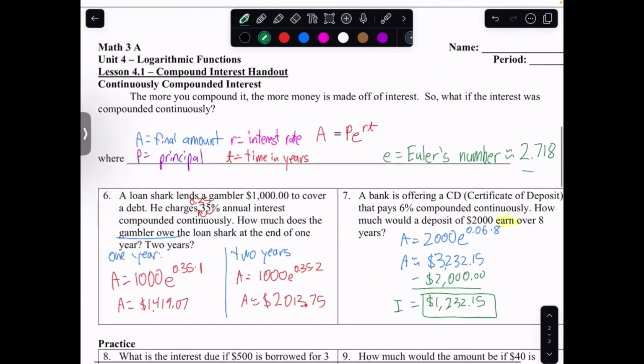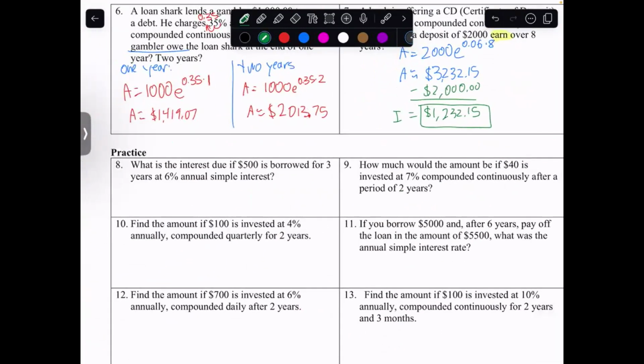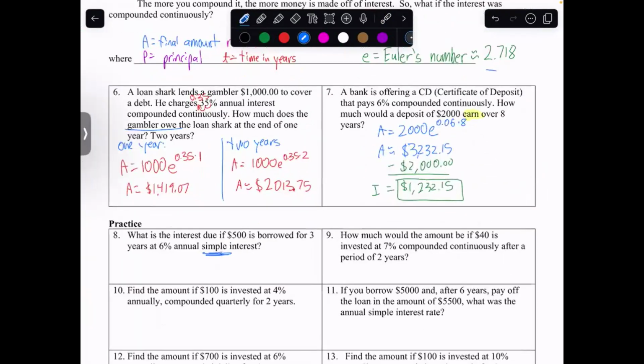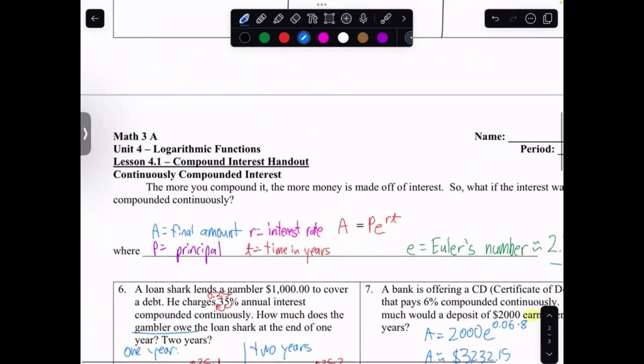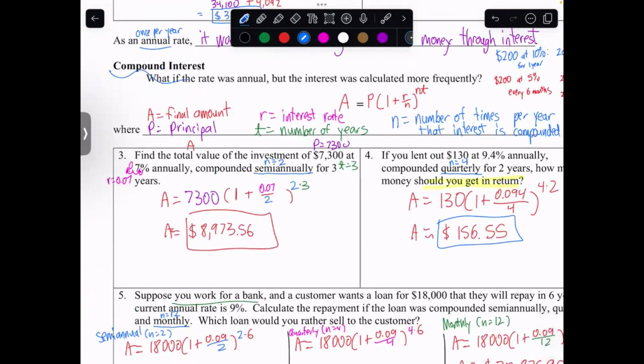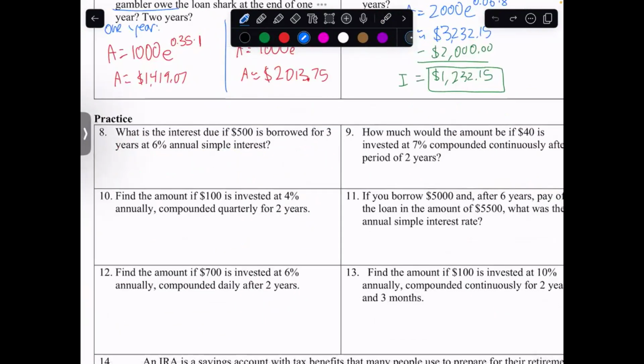Okay, so you've seen the three different types of interest one by one. Down below, we have some mixed practice. So how do you know which type to use? If you see the word simple, that means use the first one. Now you got to be careful when you see the word compounded because there's two types of compound interest. There's continuously compounded and there's compounded anything else. So the word continuous is what you're really looking for.